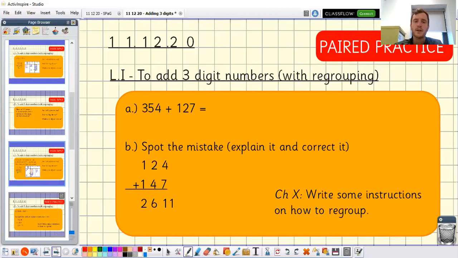Now I'm going to give you a little bit of a go yourself this time. So I've got 2 questions for you. I've got the question 354 plus 127. Maybe you can use that similar method to solve that one. Question B is a bit different. I've had a go at 124 plus 147. I've made a bit of a mistake. I wonder if any of you can spot what my mistake is.